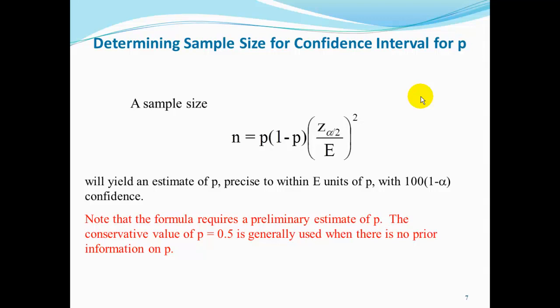We should note that this formula requires a preliminary estimate of the value P. In the event that a poll has not previously been conducted, in order for us to have an estimate, we can always use the value P equals 0.5 as an estimate for this formula. This estimate will cautiously allow our sample size to be increased.